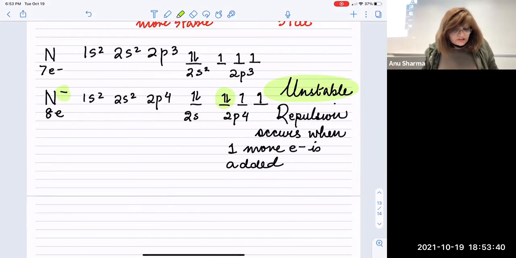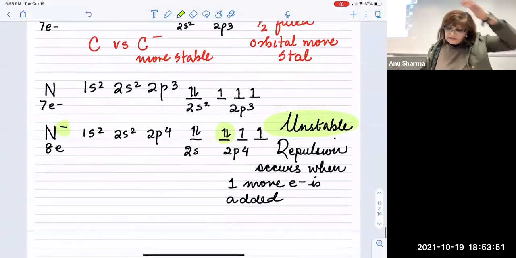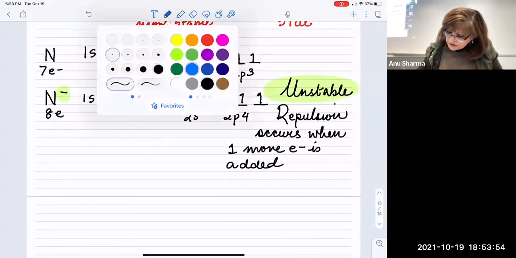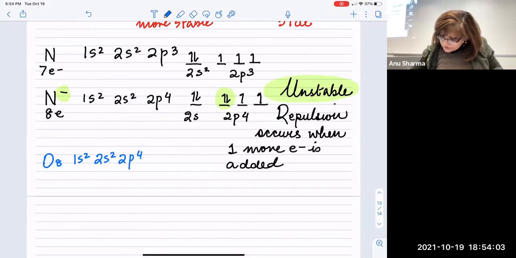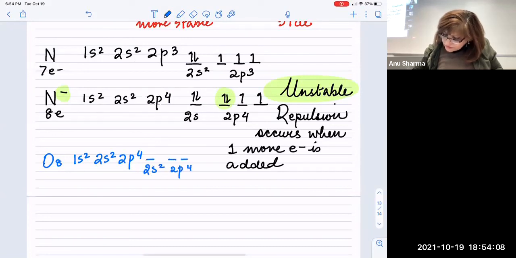The same is the case with oxygen, you guys can figure this out. Let's look at the oxygen situation. Here this is oxygen, 8 electrons, 1s2, 2s2, 2p4. So 2s2 and 2p4: 1, 2, 3, and here you have 1, 2, 3, and 4.